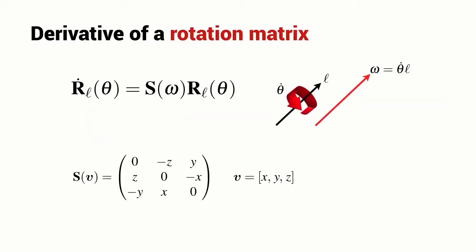Finally, we looked at how to compute the derivative of a rotation matrix. It's the product of 2 matrices. It's a skew-symmetric matrix multiplied by the original rotation matrix. The skew-symmetric matrix is computed on the angular velocity of the body. That's the vector L about which the body is instantaneously rotating, multiplied by the rate of rotation about that axis.